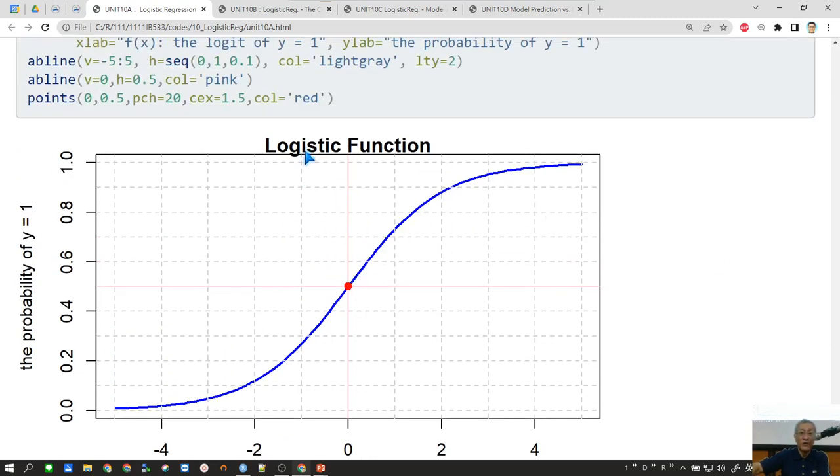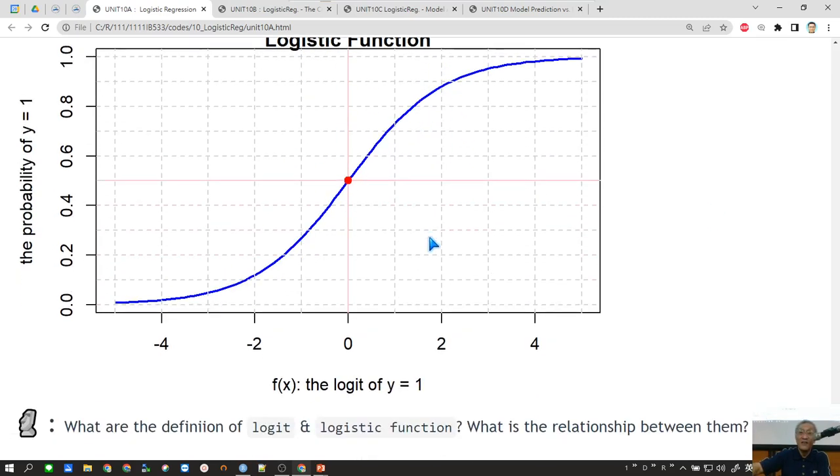And this function form is called the logistic function, okay? And the thing that you need to remember is when the logit is 0, the probability is 0.5, okay? And when the logit is lower than -5, the probability is already close to 0, and when the logit is larger than 5, the probability is close to 1. That's the thing that you need to remember, okay? And that's all for the first notebook, okay?